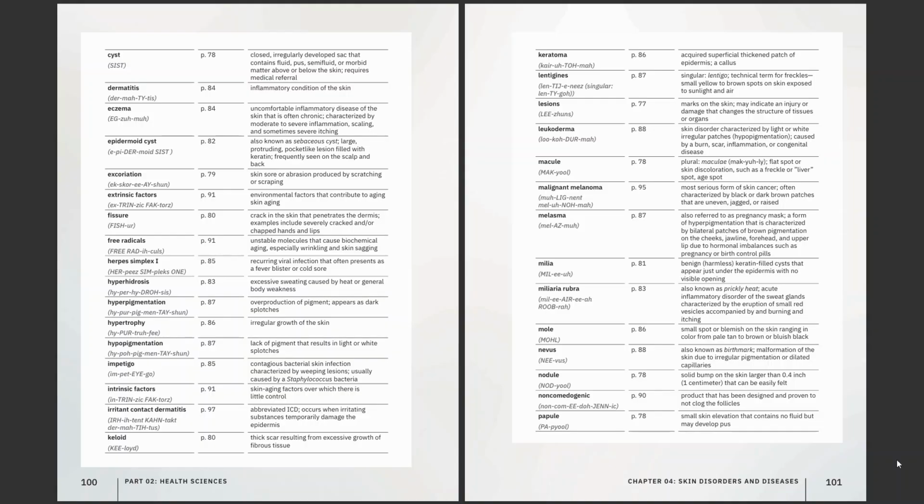Lentigines, singular lentigo, technical term for freckles, small yellow to brown splotches on skin exposed to sunlight and air. Lesions, marks on the skin, may indicate an injury or damage that changes the structure of tissue or organs. Leukoderma, skin disorder characterized by light or white irregular patches, hypopigmentation, caused by a burn, scar, inflammation, or congenital disease.